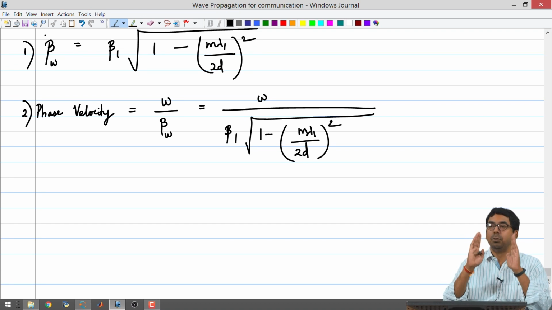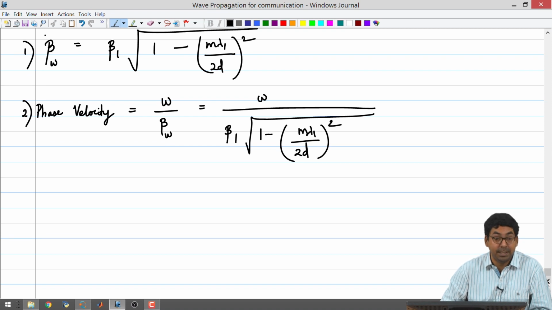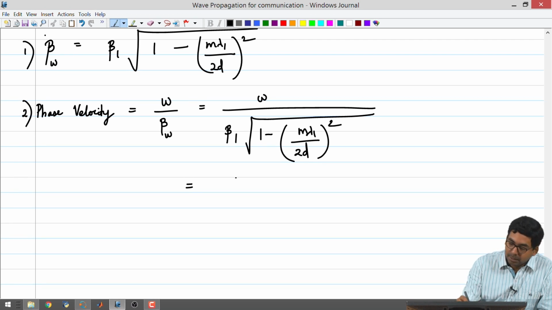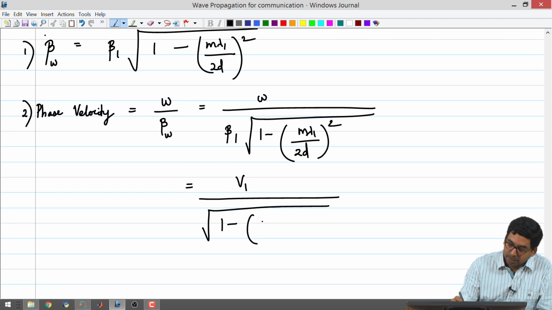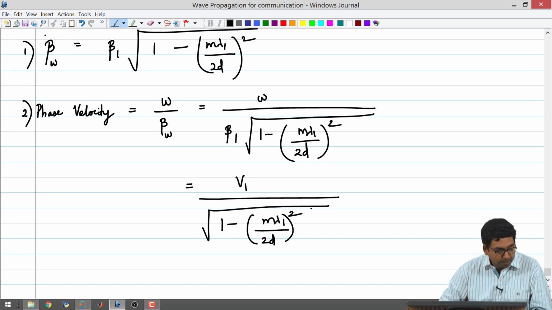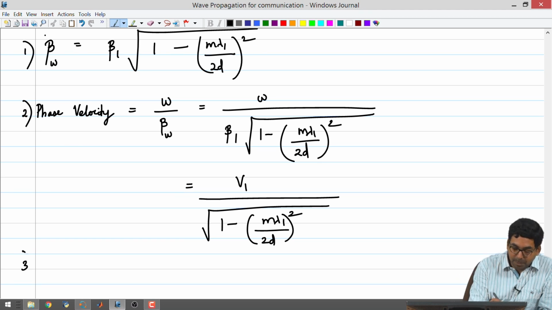If you are considering that you have two parallel plates with free space or vacuum in between, omega divided by beta 1 will correspond to the velocity c. So, again you can say that this can be written as v 1 divided by square root of 1 minus (m lambda 1 by 2d) squared, where v 1 is the velocity in the medium that is filling up the region between the two plates in the parallel plate configuration. Now, there are also a few other things that we have to look at before we get to the visualization part.